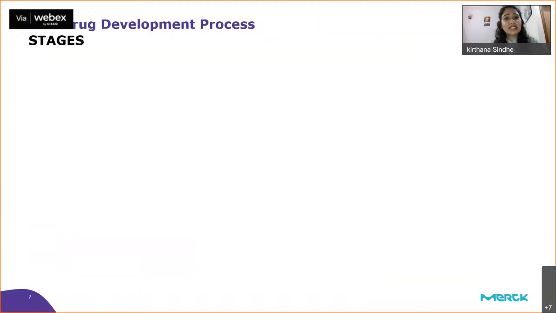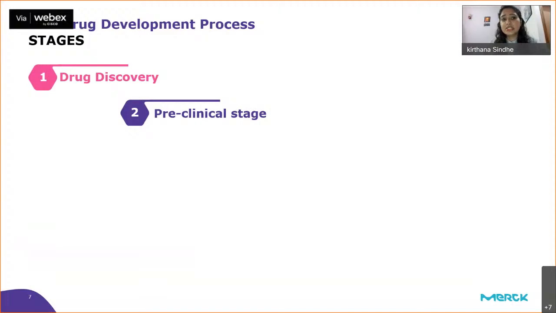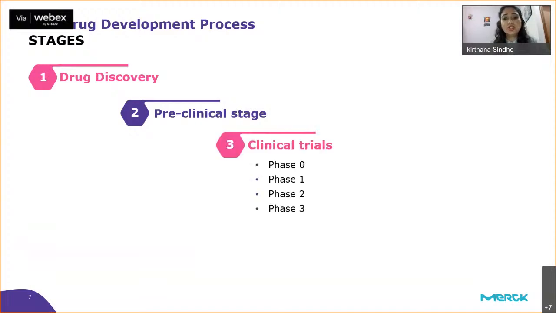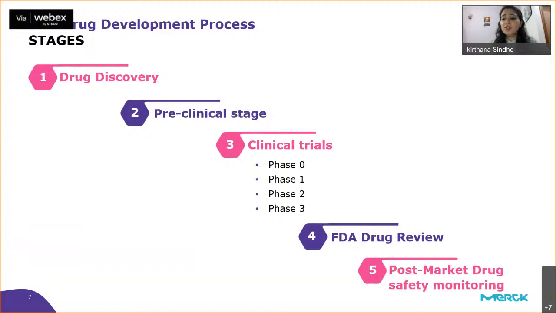So there are different stages in drug discovery and drug development. First, as the name suggests, drug discovery, where you discover a molecule. Then you enter a preclinical stage. Then there are clinical trials, with different clinical trial phases that happen in humans. Next is FDA approval, where the shortlisted candidate will be approved. And then there is also something called post-market surveillance.